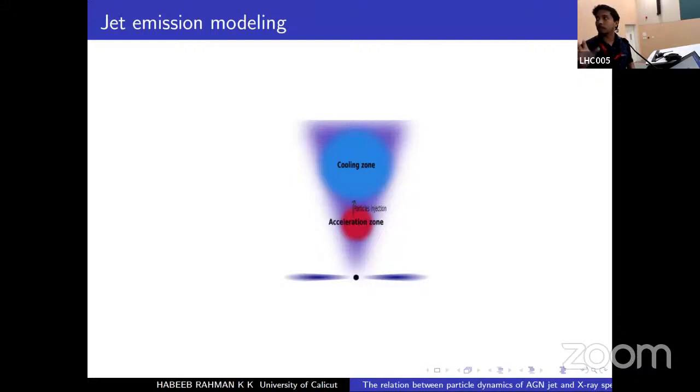For this modeling, we consider two zones in the blob. One is the acceleration zone, the other is the cooling zone or region. We are considering the synchrotron emission from the cooling zone, from electrons. The electrons entering the acceleration zone will be accelerated in that region, and these accelerated electrons will be injected into the cooling region where the emission process is happening.